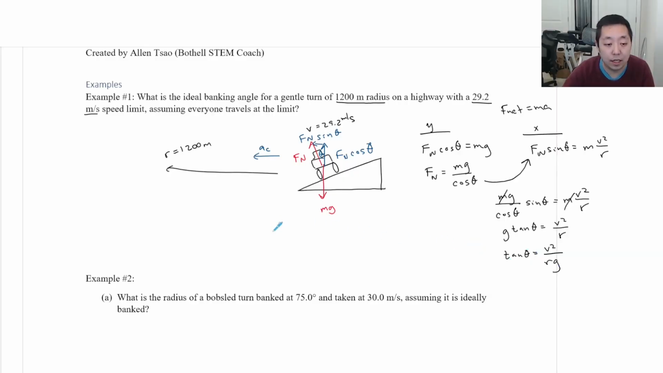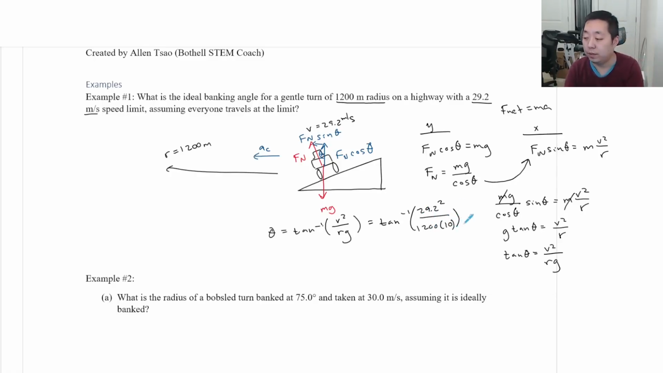And so theta is the inverse tangent of v squared over rg, right? So that's inverse tangent. What is the speed? Well, v is 29.2. The r is 1200, and g we'll just say is 10. So it's going to be inverse tangent of 29.2 squared divided by 12,000. So I get about 4 degrees, okay? Very slight angle if the radius is that big.